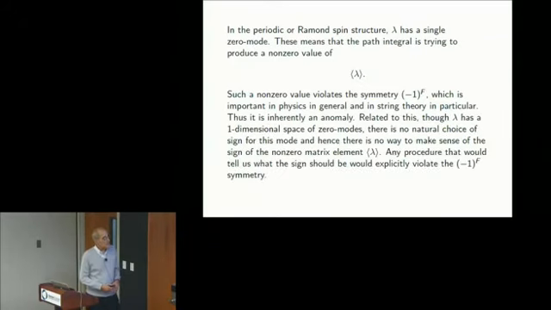Related to this, though lambda has a one-dimensional space of zero modes, there's no natural choice of sign for the zero mode. So there's no way to make sense of what should be the sign of the non-zero matrix element, the expectation value of lambda. Any procedure that would tell us what the sign should be would explicitly violate the (-1)^F symmetry. That's obvious because the symmetry changes the sign of lambda, so any procedure that said that the expectation value of lambda is 3 or whatever would not respect the symmetry. So this is perhaps the simplest theory with an anomaly.